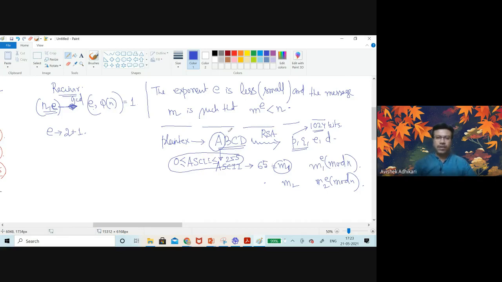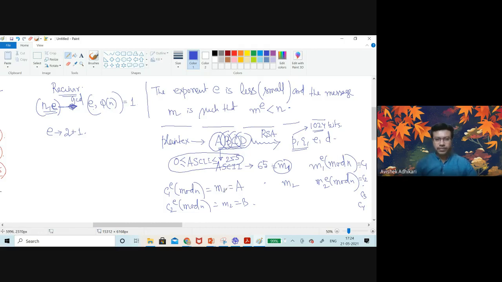So for each character you are going to have a ciphertext: this value will be C1, this value will be C2, and similarly C3 and C4. You will send the C1, C2, C3, C4 to the receiver, maybe separated by some special character or a comma. When she receives it, she will compute C1 to the power D modulo N. She will get M1, that means capital A. She will compute C2 to the power D modulo N, and get back M2, that means capital B, and so on. So that can be done.